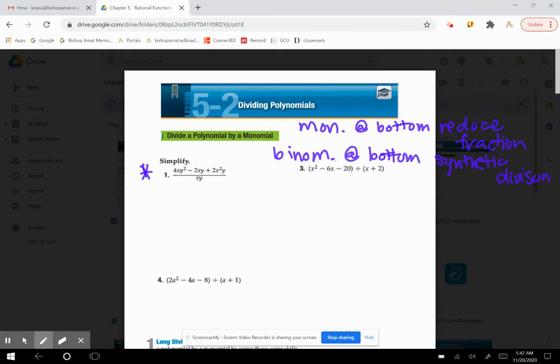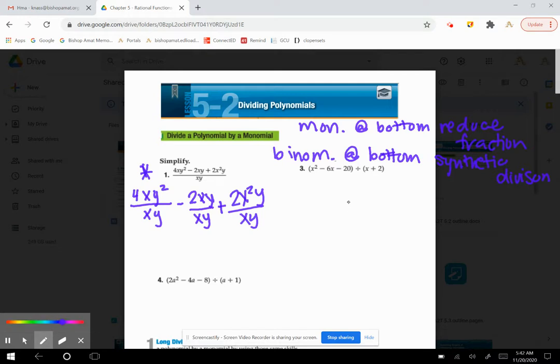Okay, so let's first look at number 1. What you want to do here is you want to write 3 different fractions because we have 3 terms on the top. So 4xy squared over xy minus 2xy over xy plus 2x squared y over xy. Now this looks like what we did in section 1, where we're just going to reduce now. The x's will cancel out. The 1 will come up here to be minus 1.